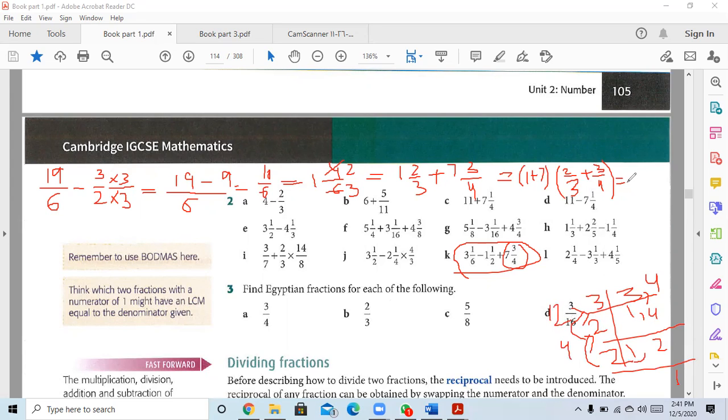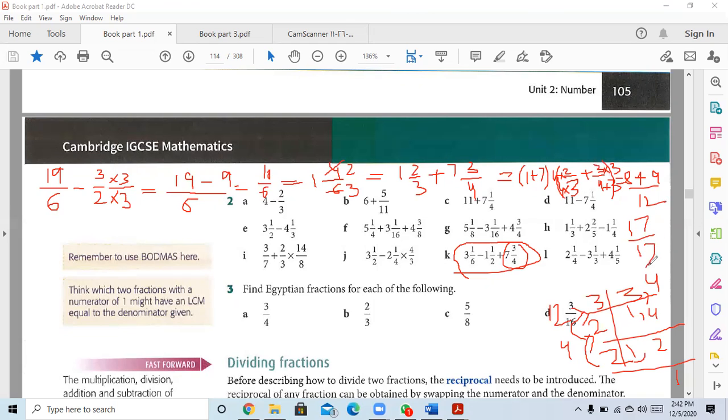So here you can multiply this number by 4, and this number is also 4. So here I write 12. Okay, and here this number I multiply by 3. This number multiply by 3. Okay, so here 4 multiplied by 2, that is equal to 8, and 3 multiplied by 3 equal to 9. So 9 plus 8, that is equal to 17 by 12. Okay, so here I get answer 17 by 12.